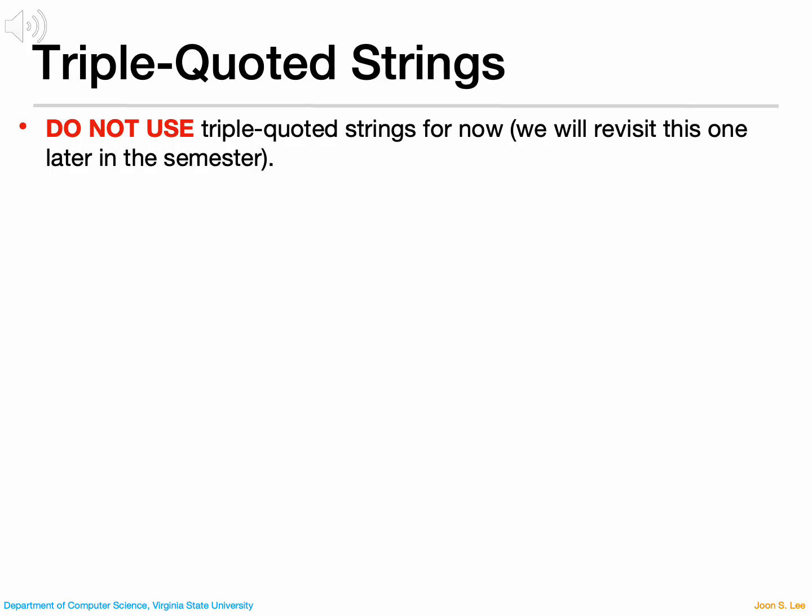Python also has something called triple quoted strings, which are written using 3 single quotes or 3 double quotes in a row. Triple quoted strings can span multiple lines and are often used for long blocks of text or for documentation inside code. However, for now, we are not going to use them. They can be a bit confusing at the beginning and aren't necessary for what we're learning right now. We will come back to triple quoted strings later in the semester, once we've built a stronger foundation.